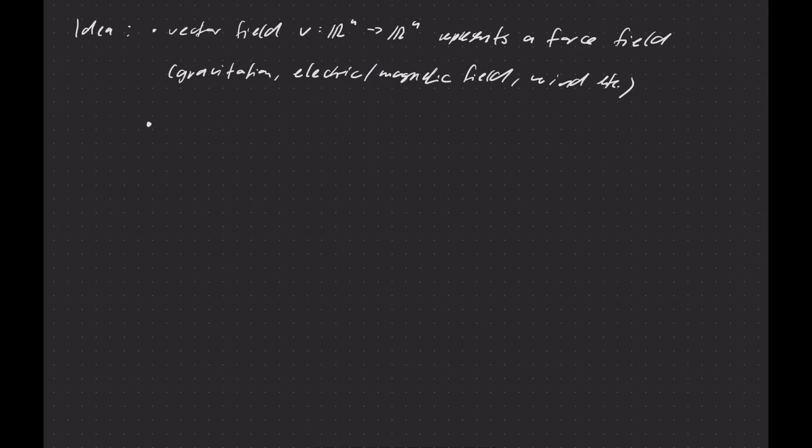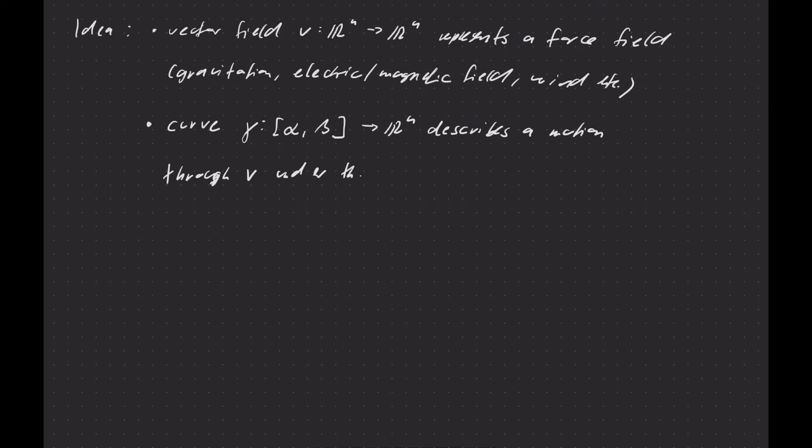And then you have a curve, and that curve describes a path, a motion through that field. So let's say we have a curve gamma defined on some interval [alpha, beta] mapping to R^n. And that describes a motion through the field V, under the influence of that force.